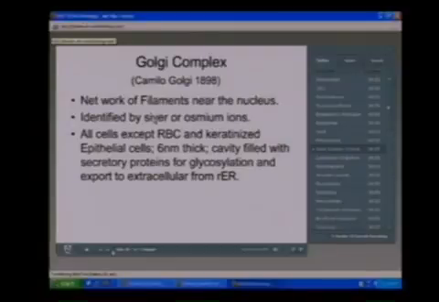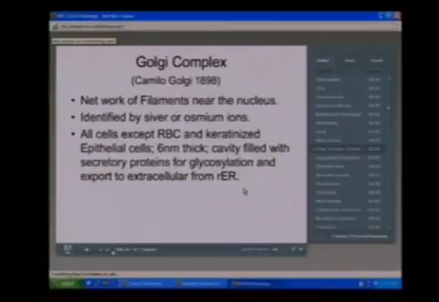It is identified by silver or osmium ion. There is a typographical error, the L is missing here. So using that ion, we can identify the Golgi complex. It is present in all cells except the RBC and keratinized epithelial cells, and they are 6 nanometer thickness, and the cavity is filled with secretory proteins by glycosylation and export to the extracellular space from the endoplasmic reticulum.